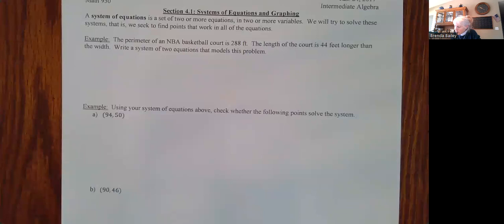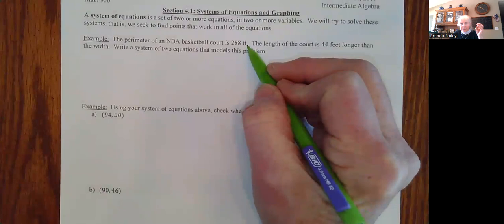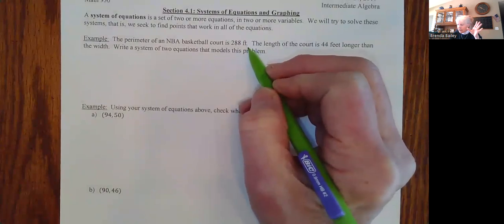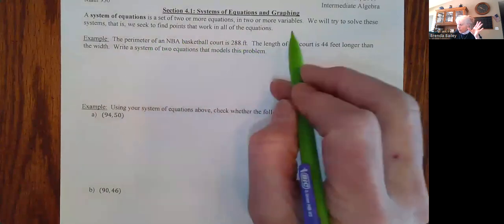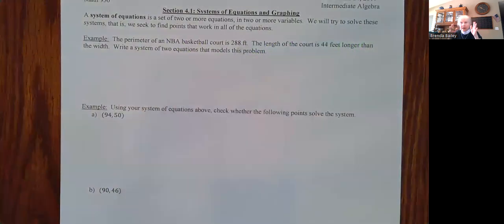The perimeter of an NBA basketball court is 288 feet. And you need to remember that in mathematics, each sentence, where you've got a period, is a standalone equation. All right. So one of the things you need to do is try not to mix this one with another sentence. Just come up with an equation from each sentence.